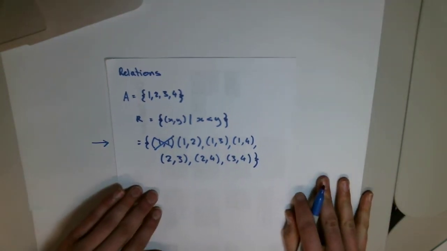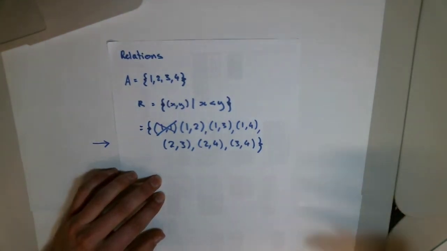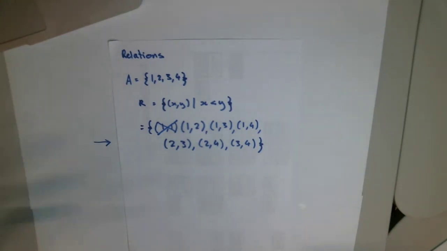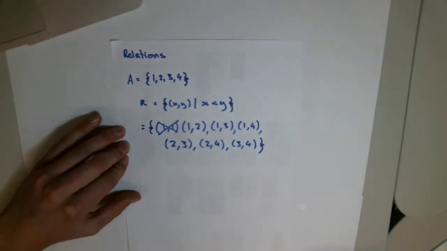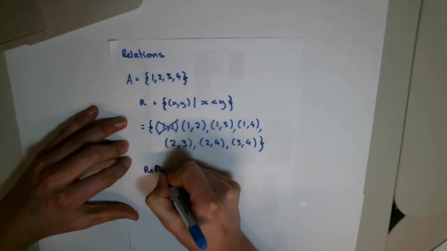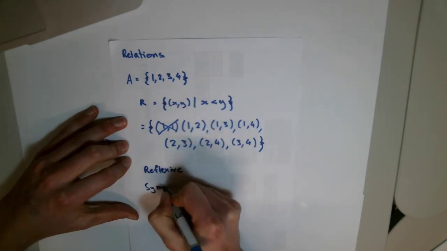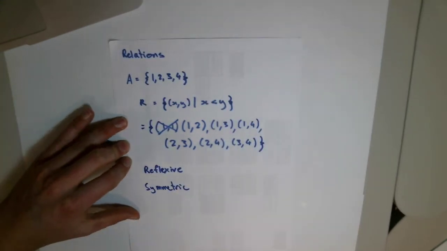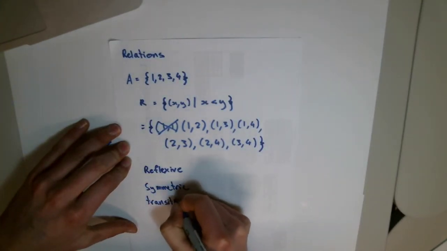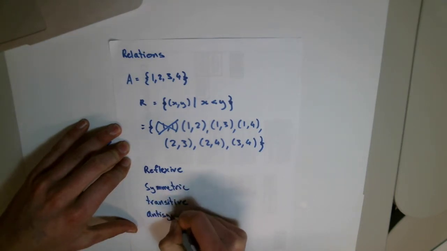Now, that's the first step of our relation problem, but most of the relation work you'll be asked to do is what are the properties of these relations. So typically you'll be asked to generate that and then answer some questions about it. And they'll usually be along these lines. Is this relation reflexive? Is this relation symmetric? Is this relation transitive? And is this relation anti-symmetric?